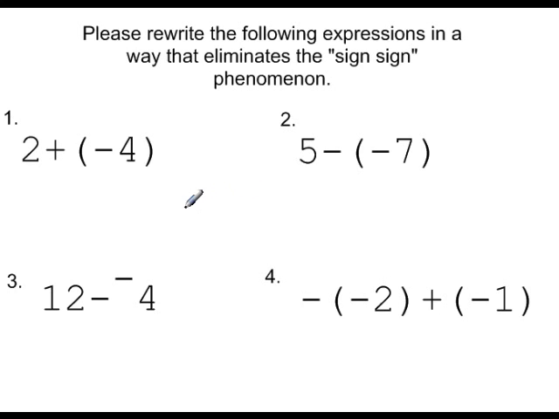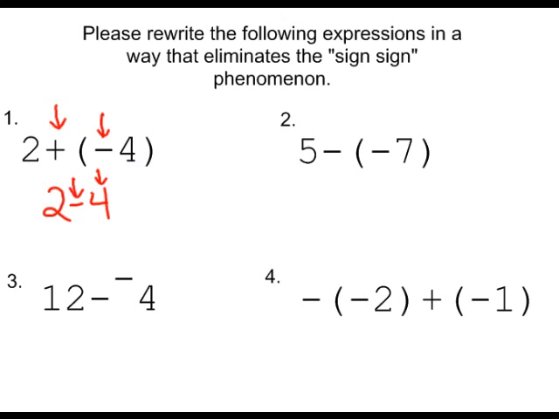Okay. So if we're going to rewrite the following expressions in a way that eliminates the sign-sign phenomenon, let's take a look at number 1. 2 plus negative 4. Well, this sounds like you're getting something bad. It's going to be 2 plus negative 4. Well, I think that would be very similar to just subtracting 4, because you're losing something good.